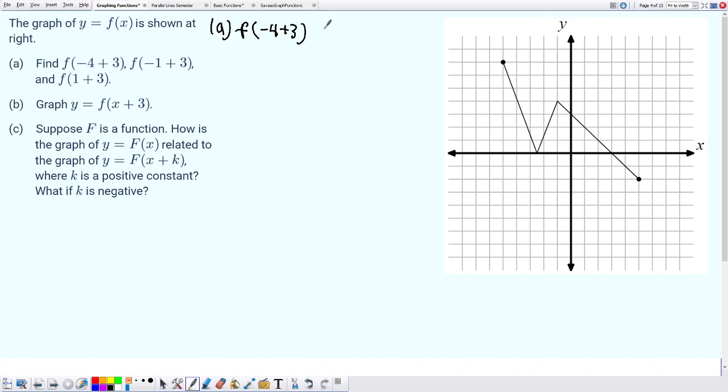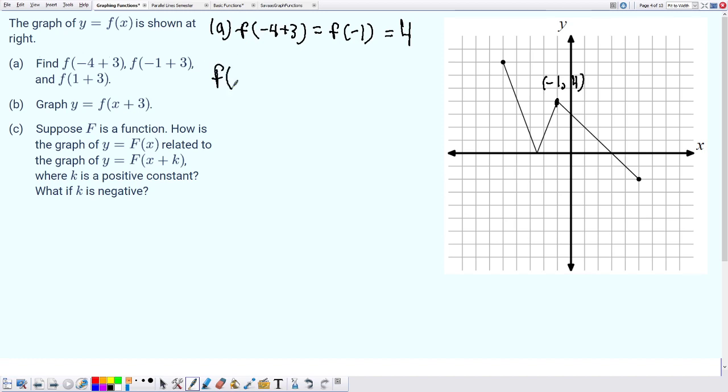And we can easily simplify that. Negative 4 plus 3 is negative 1. So what value on the graph is f of negative 1? We go to the left 1 and up 4. For negative 1, 4. So we have this output of 4 when our x was negative 4. Well, that's kind of getting ahead, but alright, let's try the next one.